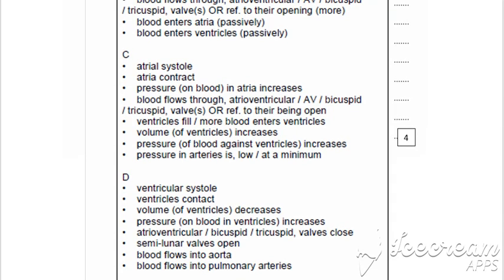You can only get a maximum of 2 points for each letter. So even if you have got all 4 marking points in reference to picture C, you can only get a maximum of 2 for each of these.